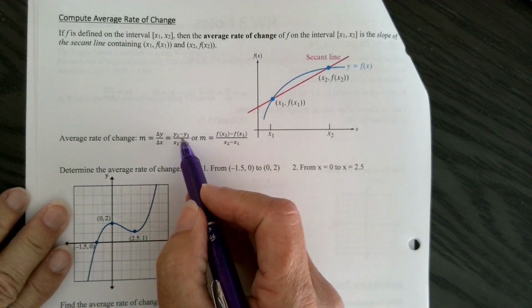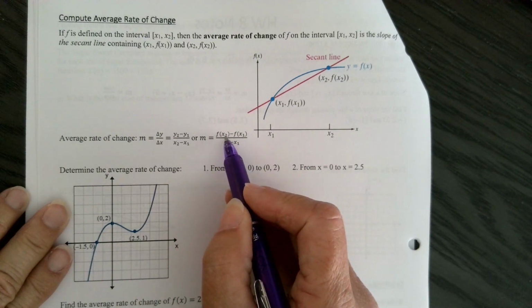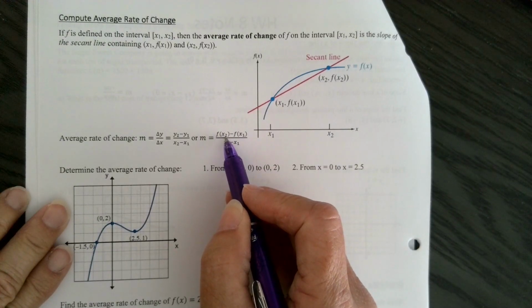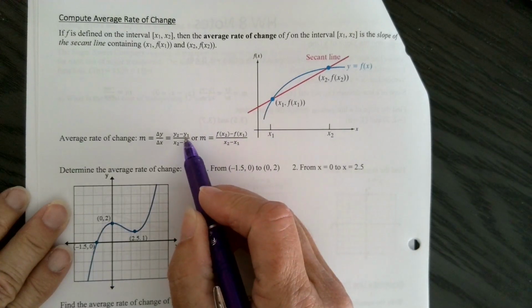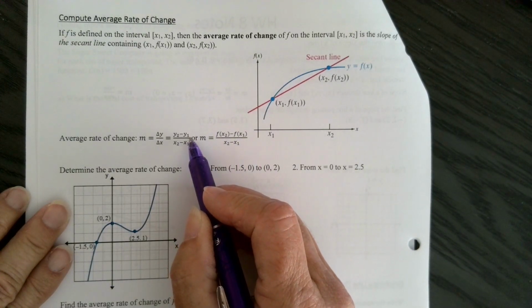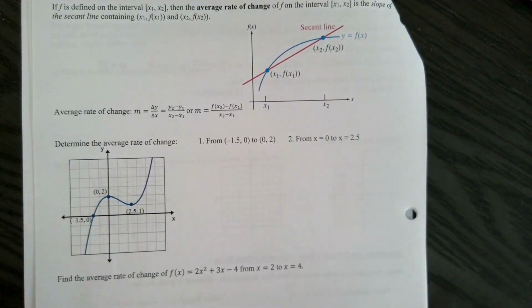So again, it's still going to be y2 minus y1, and then in this case, because f of x2 is the same thing as a y2, f of x1 is the same thing as your y1. And these little subscripts are just your first point and your second point. So on this particular problem right here, it says determine the average rate of change.